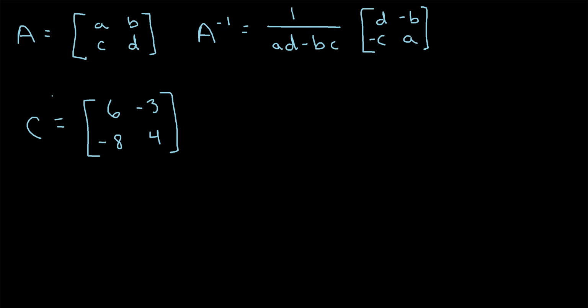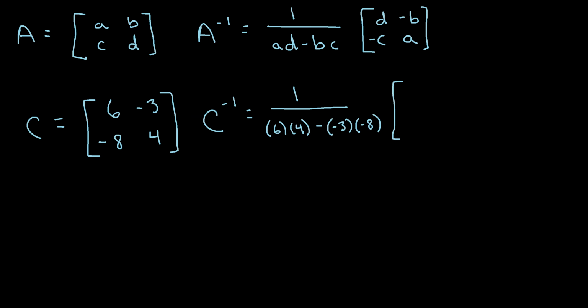Okay, let's try one more example. Let's say we have matrix C with the values 6, negative 3, negative 8, and 4. How can we find the inverse of this 2 by 2 matrix? Well, we can write C inverse is equal to 1 over a times d, so 6 times 4, minus b times c, so negative 3 times negative 8. And then we'll switch the d and the a, so we'll have 4 and 6, and we'll add a negative sign in front of the b and the c. So this negative 3 becomes a positive 3, and the negative 8 becomes a positive 8.